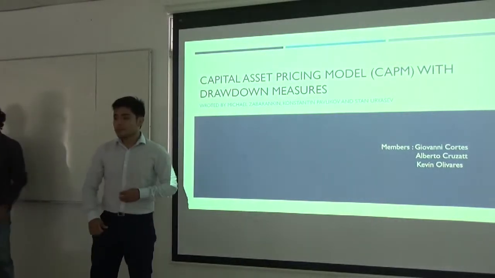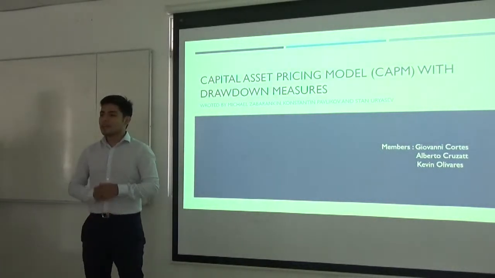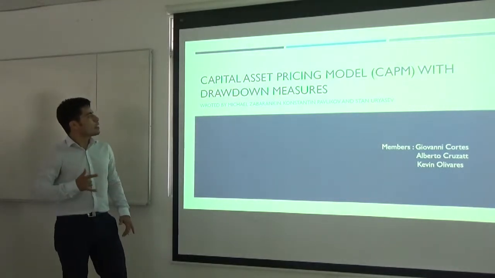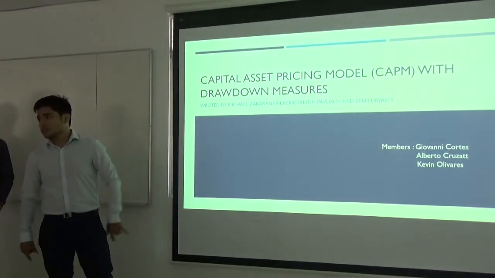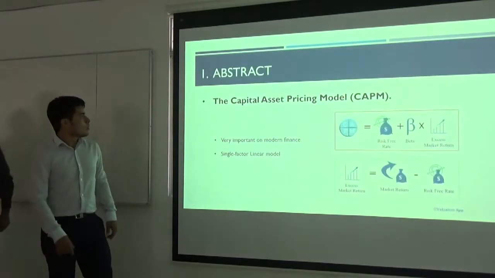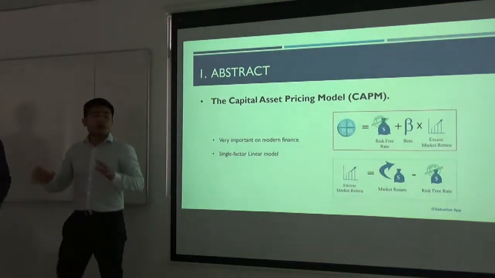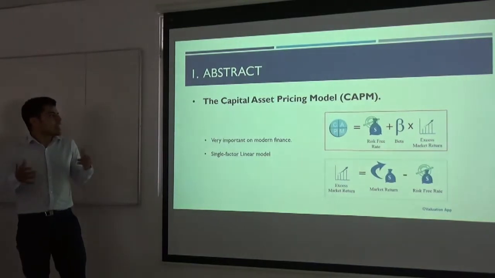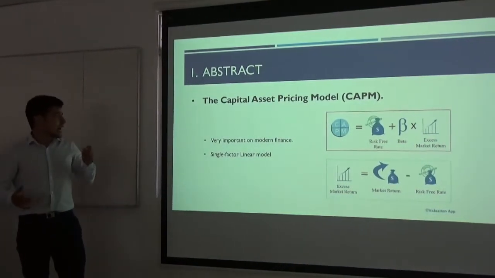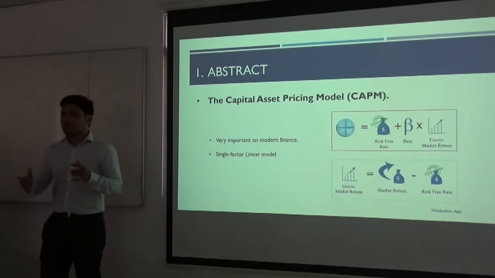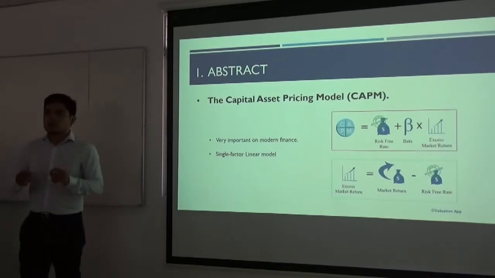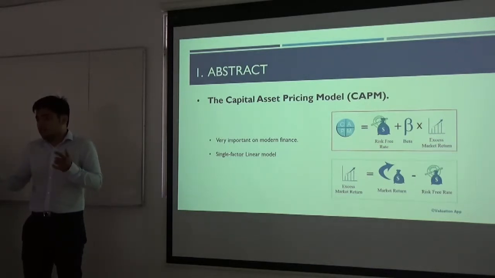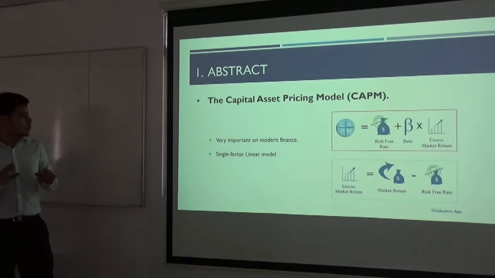Professors, today my work team and I are going to present a new way to calculate the capital asset pricing model, in this case with drawdown measures. To introduce the entire paper, we're going to explain what the capital asset pricing model is. It's a very important and fundamental concept in modern finance. It's used to calculate stock returns, so you can know the price of a stock, for example.